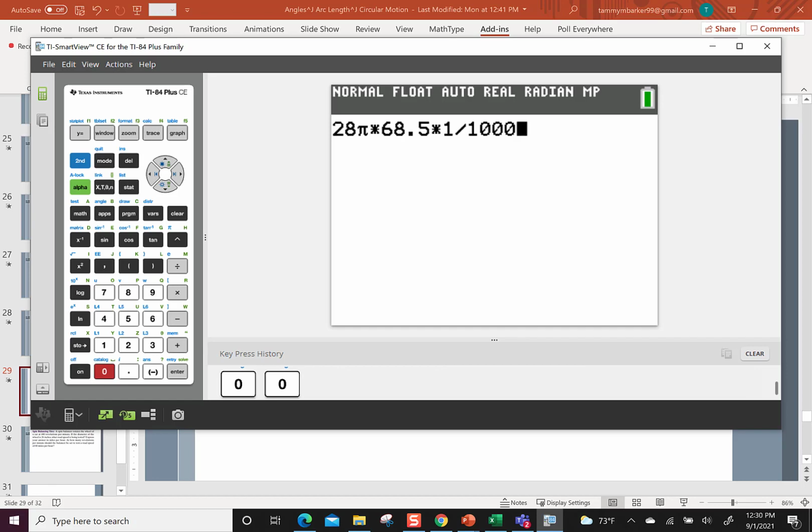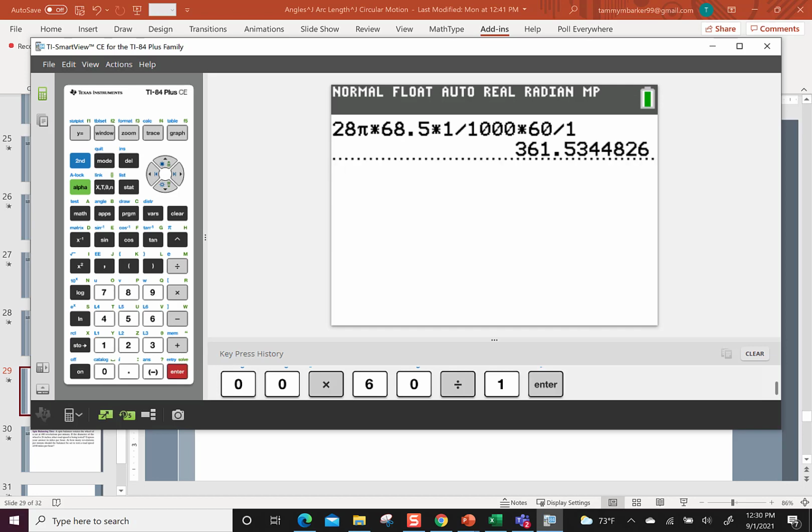And then we had times, I had 60 over 1, so they were getting it to my hours. Okay, so we end up with 361.53 is what I'm going to use. So 361.53, pay attention to what it says.